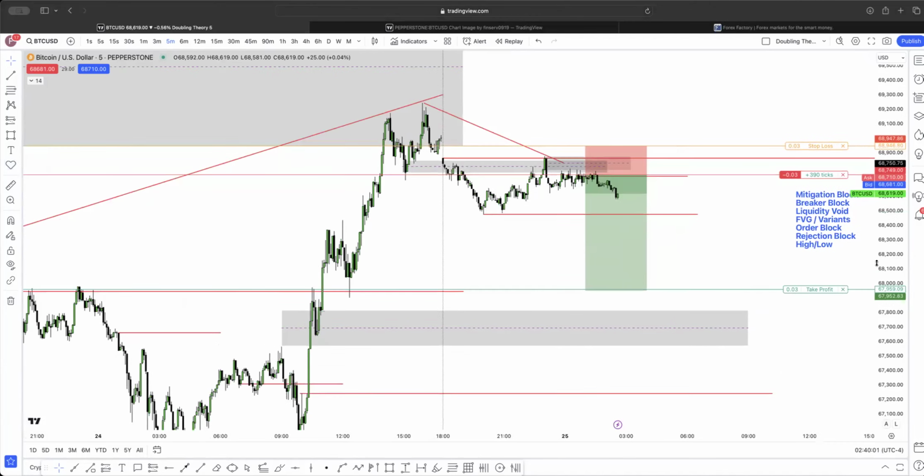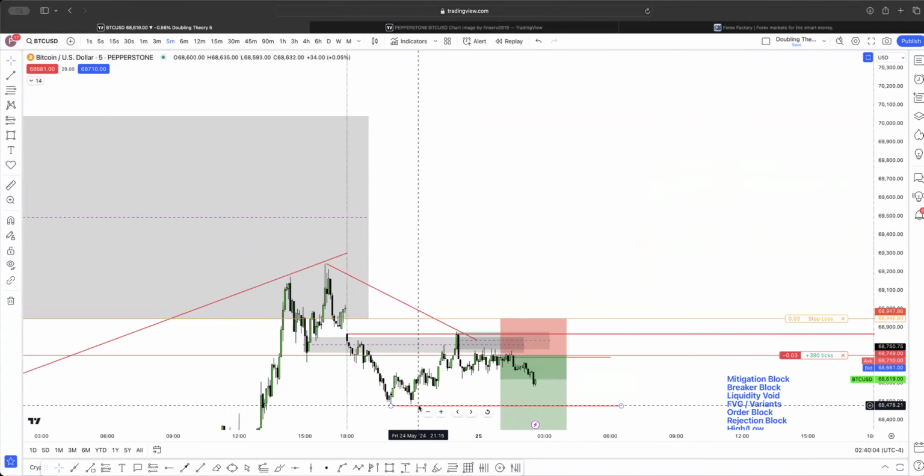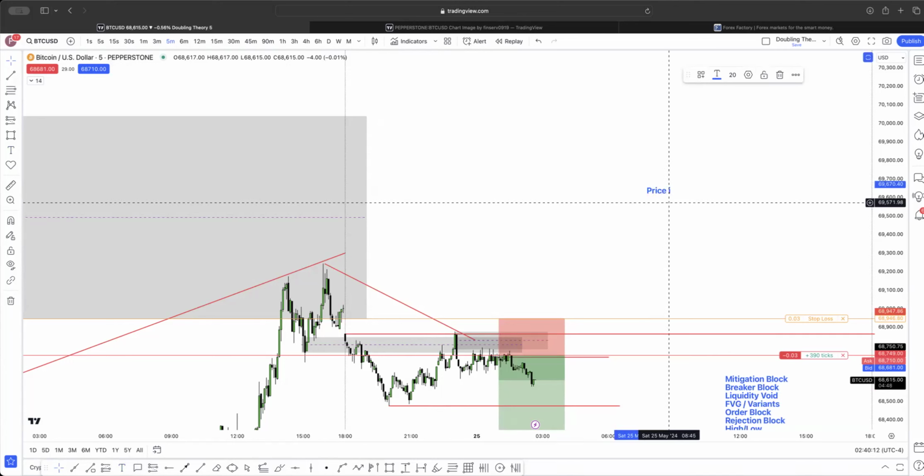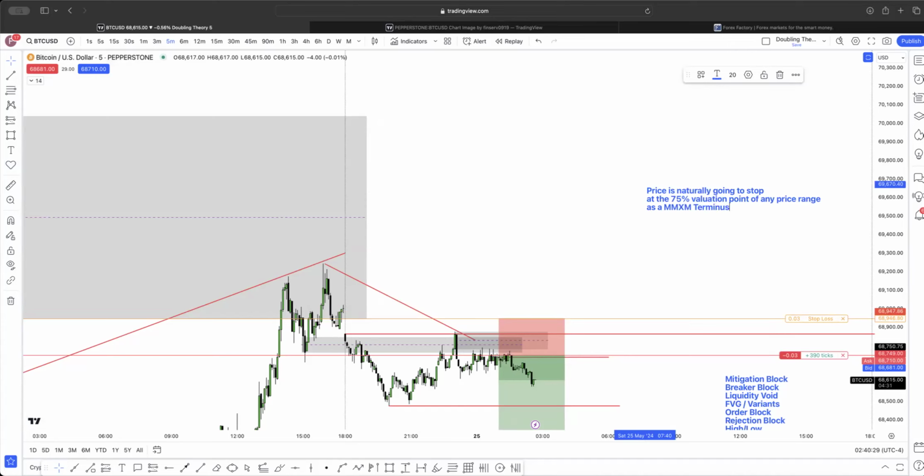Wow. People are charging you for this bullshit, bro. It's not bullshit. It's really good shit, right? Price is naturally going to stop at the 75% valuation point of any price range as a market maker model terminus point. People literally charge for this.